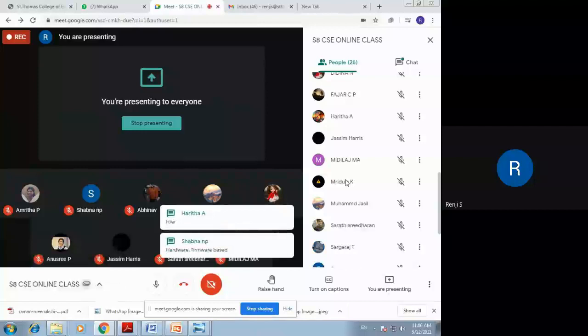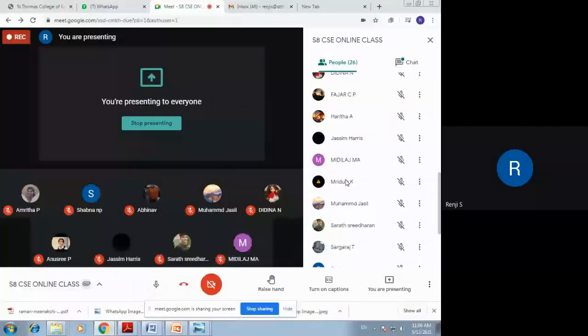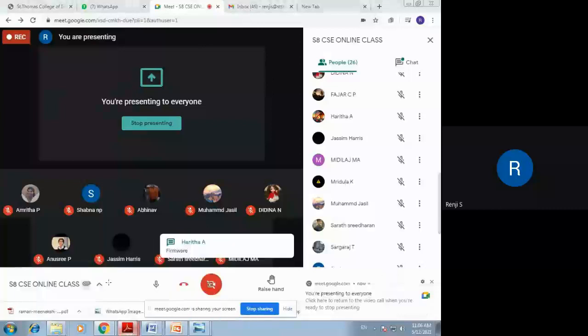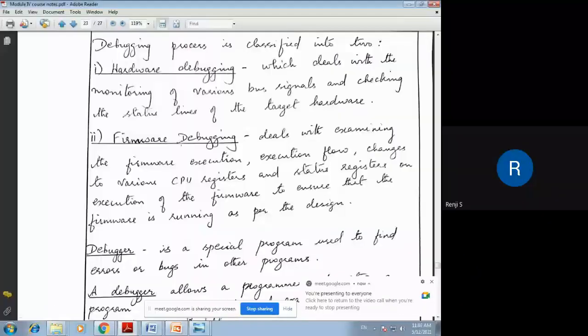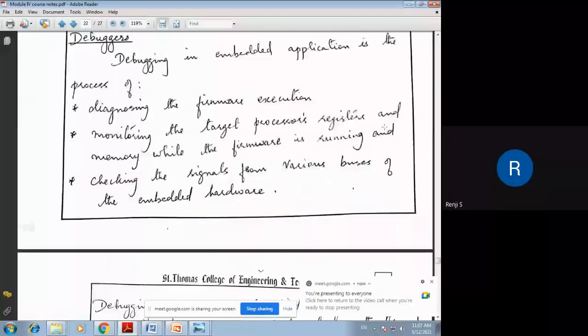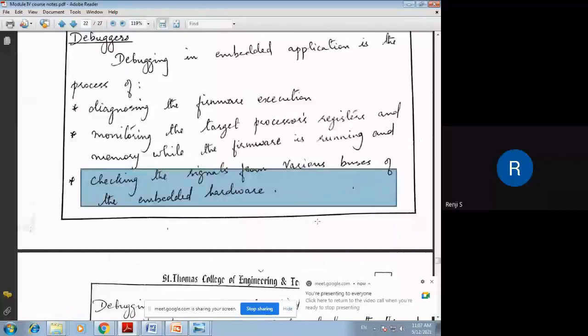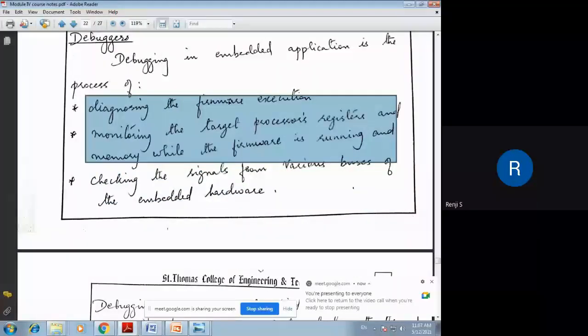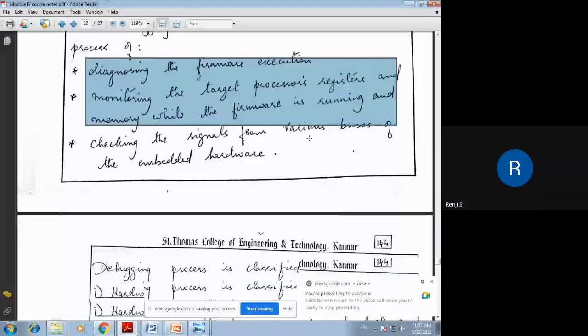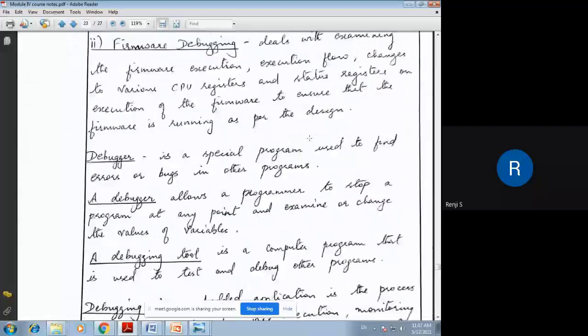Okay, hardware based and firmware based debugging. So hardware debugging deals with monitoring the bus signals and checking the status lines of the target hardware. That is the last of the 3 points we had said earlier. The first 2 points come under firmware debugging because it deals with firmware execution and monitoring the processor's registers and memory contents. So these are the two types of debugging.